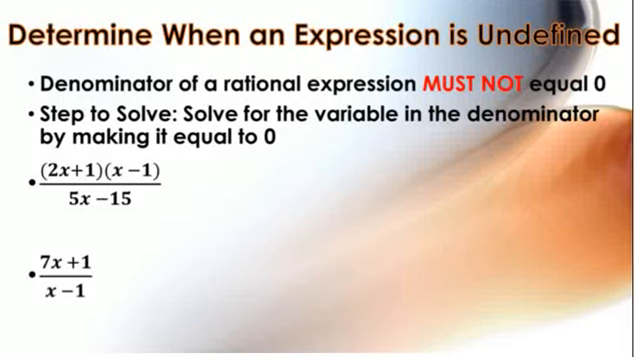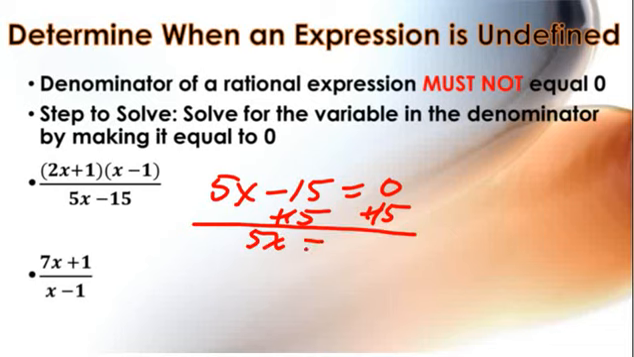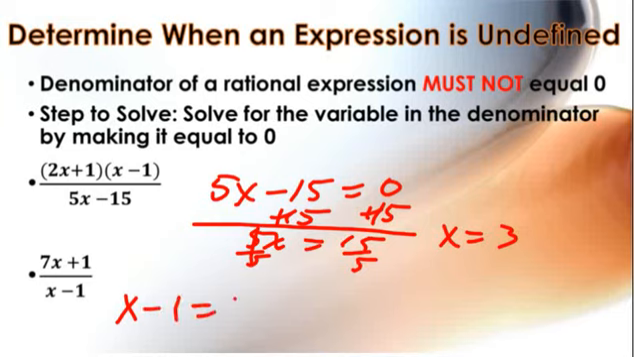A couple other ones here, we got 5x minus 15 equals 0. Add 15 on both sides. You get 5x equaling 15. Divide by 5 on both sides. So when x equals 3, the whole expression is undefined. And this last one here, x minus 1 equals 0. Add 1 to both sides. When x equals a positive 1, the whole expression is undefined.